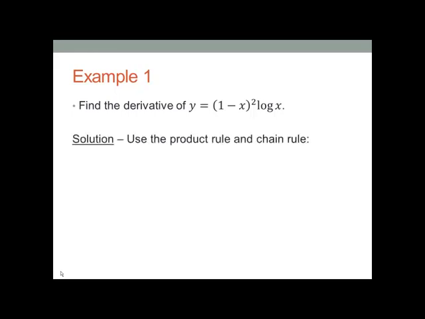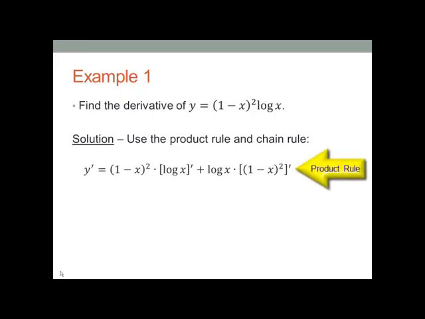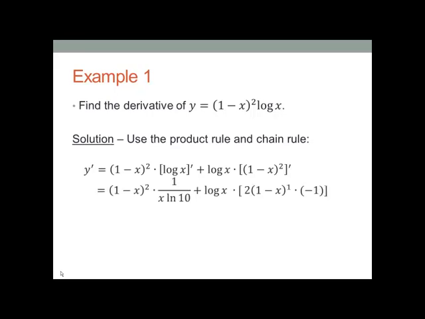Again, because there is both a product and a composite function, we'll have to apply the product rule and the chain rule. Start by applying the product rule formula, which says the first function, 1 minus x squared, times the derivative of the second, log of x, plus the second function, log of x, times the derivative of the first, 1 minus x squared. Now I'll compute those derivatives.